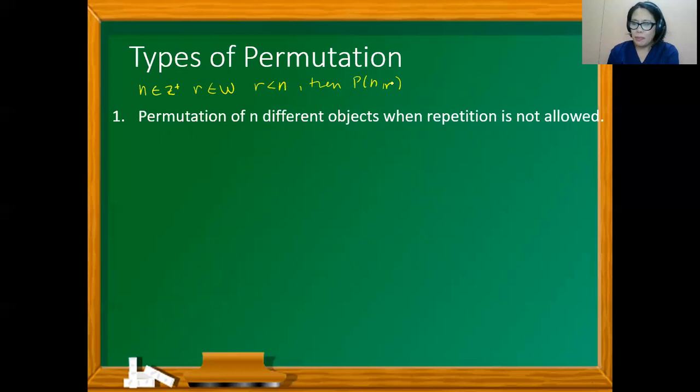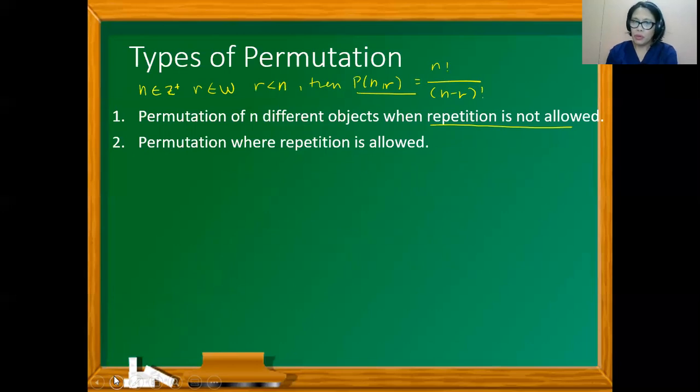In the case of permutation without repetition, the number of available choices is reduced each time. That's why factorial is introduced in the permutation formula. So in solving for permutation of n different objects when repetition is not allowed, we use this formula: n factorial over quantity n minus r factorial. Later we'll be working on example problems involving the first type of permutation.